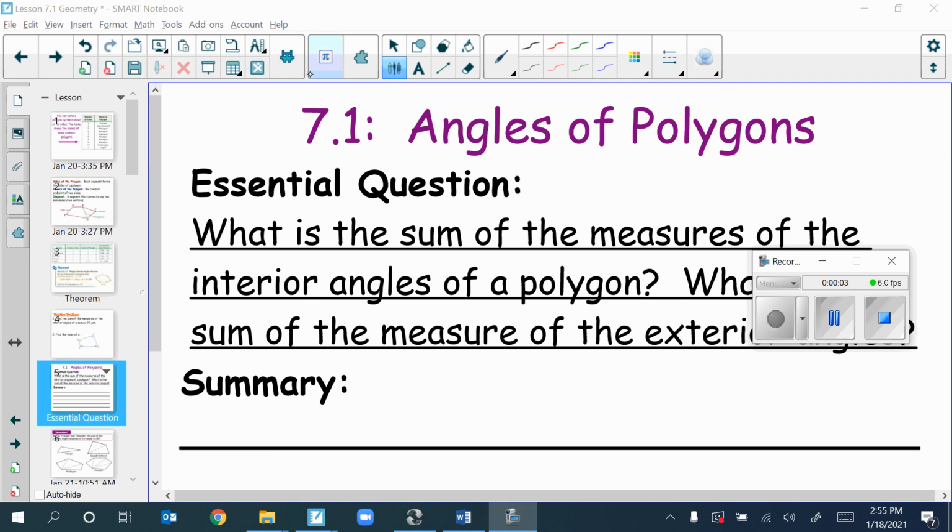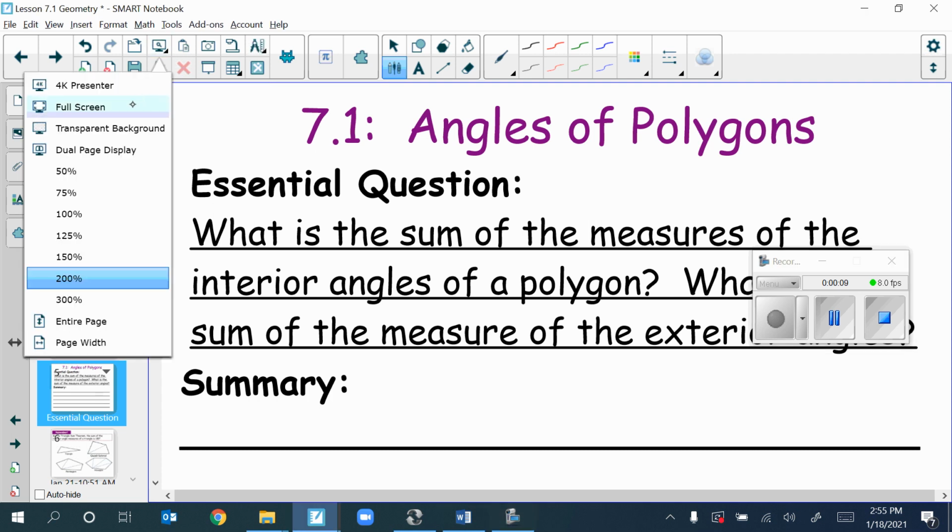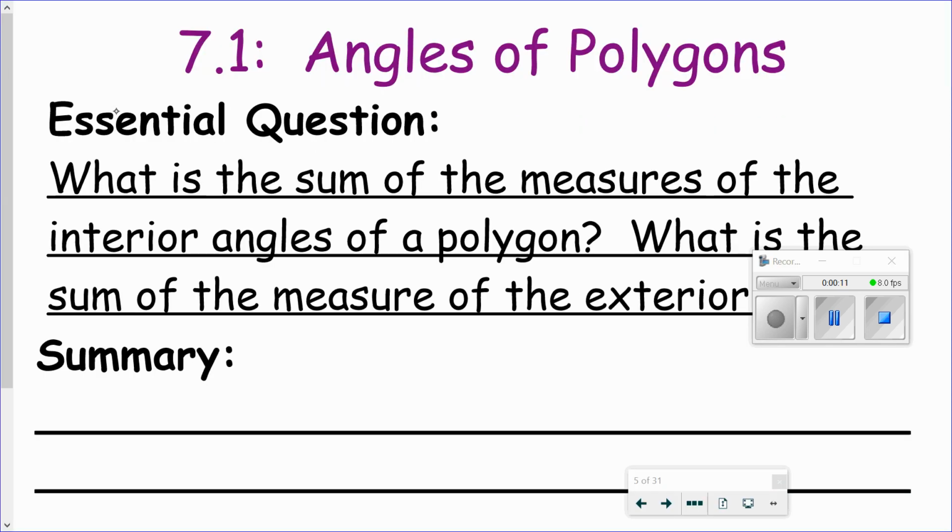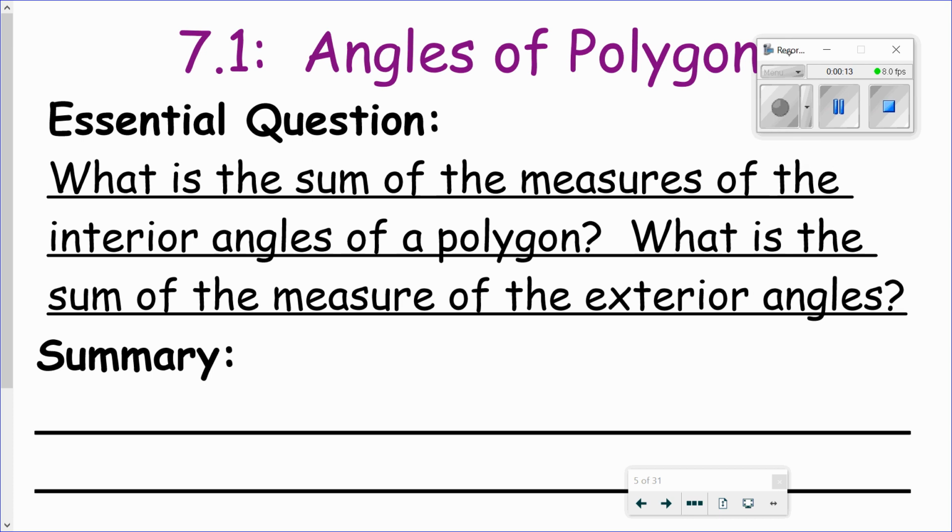Hello, geometry. This is the start of chapter 7, 7.1 Angles of Polygons, and this is Mrs. Peterson here. To start us off, we have the essential question: what is the sum of the measures of the interior angles of a polygon? What is the sum of the measures of the exterior angles?